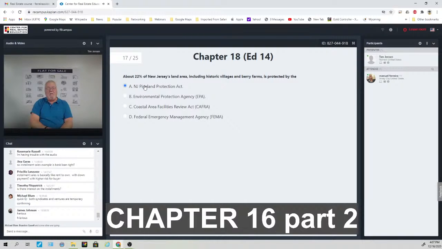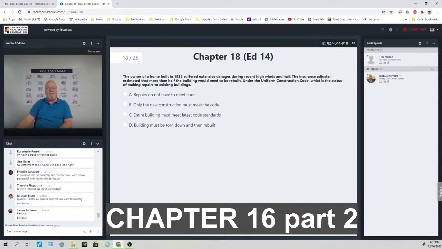And from responses, 75% of you are correct, answering A, New Jersey Pineland Protection Area. Correct. Number 18, the owner of a home built in 1925 suffered extensive damages during recent high winds and hail. The insurance adjuster estimated that more than half the building would need to be rebuilt. Under the Uniform Construction Code, what is the status of making repairs to the existing building?